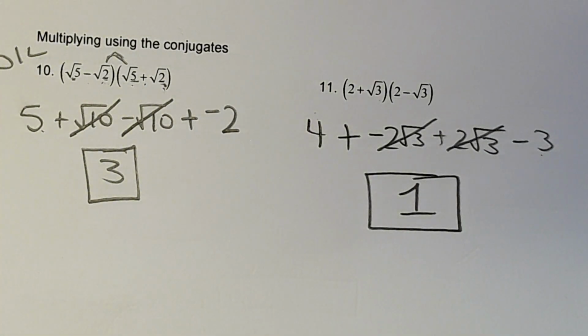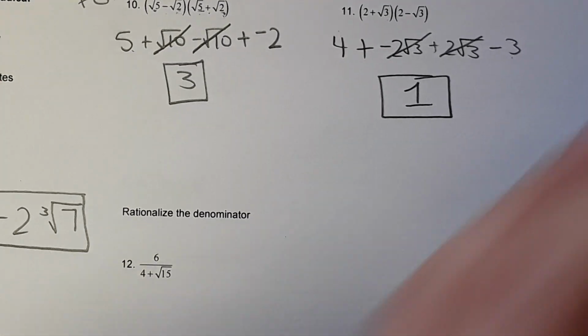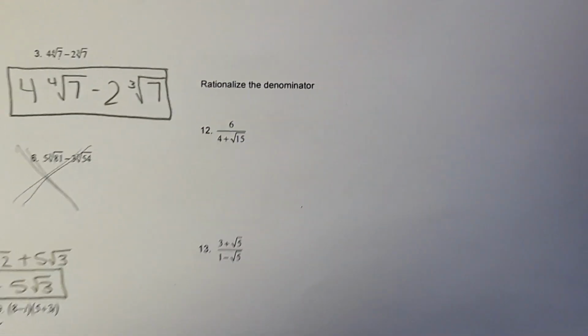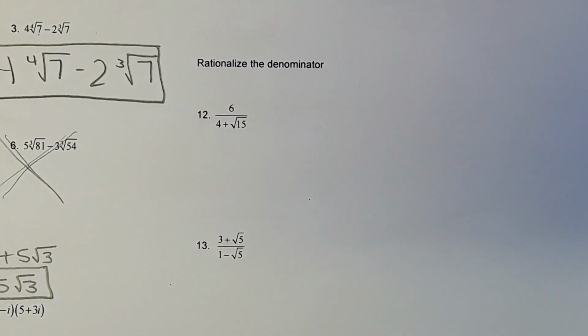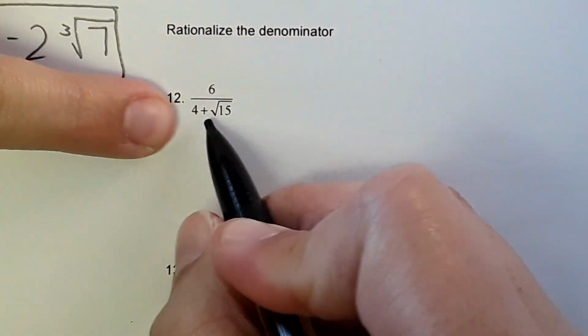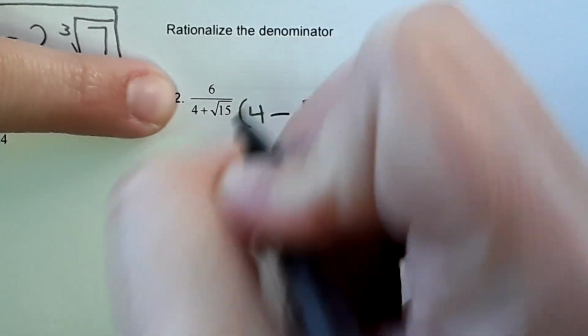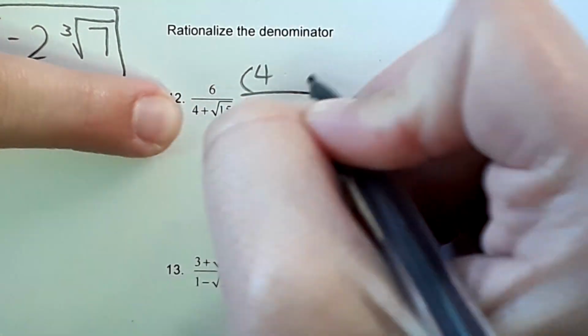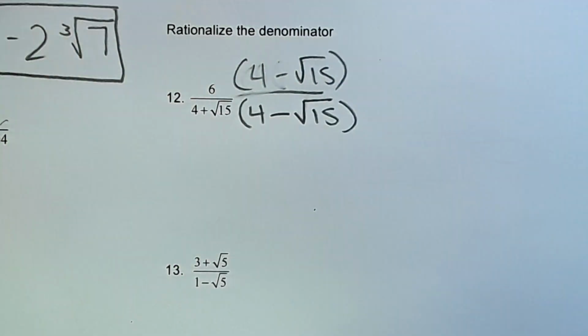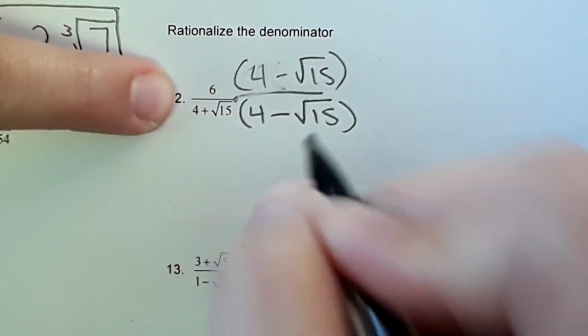Okay, then the next set of questions we're actually going to use the conjugate to rationalize the denominator. We can't have a radical as a denominator here, so what we're going to do is just multiply by 4 minus square root of 15, and then that'll get rid of the radical. But whatever you do on the bottom, you also have to do on the top. 4 minus square root of 15. Okay, so we're multiplying this by this.